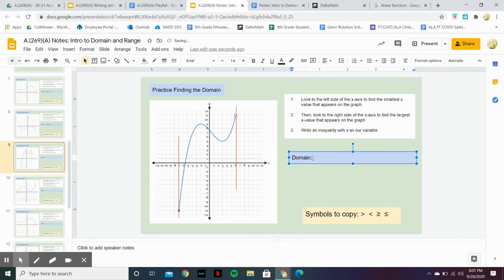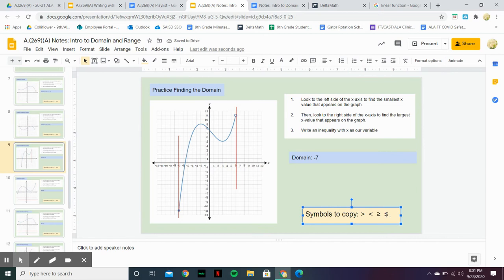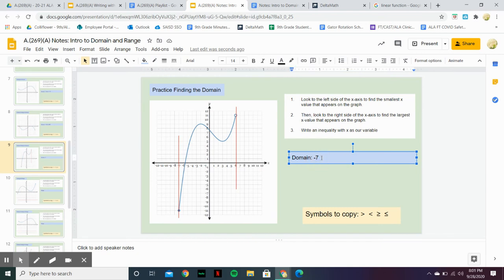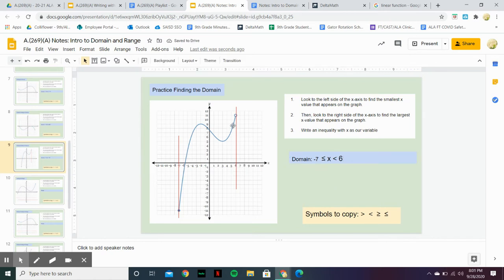So we can say that this domain is negative 7 is less than or equal to x, which is our variable for the domain, and x is strictly less than 6. And again, I'm using less than 6 because there's an open circle at 6. So x can be any number between negative 7 up to 6, but not including 6.